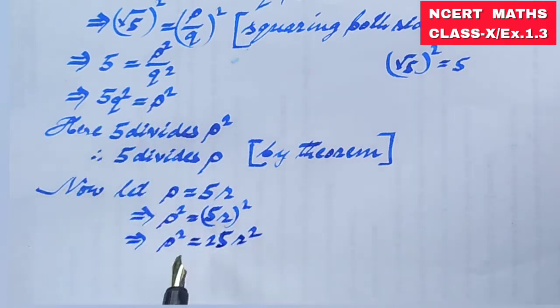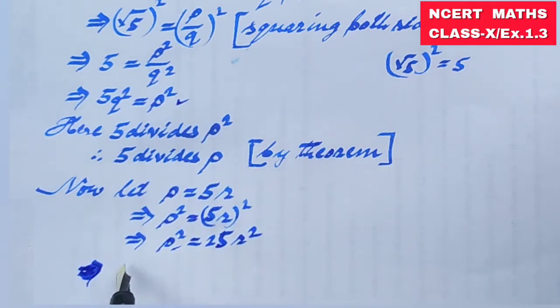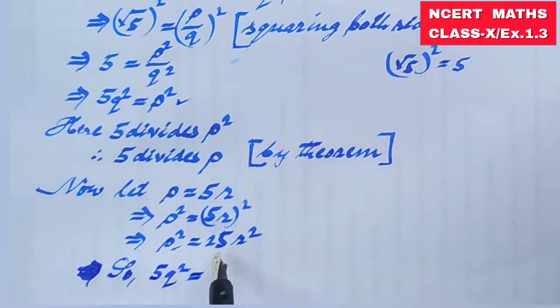Now see, 5q square equal to p square. Now p square equal to 25r square. This p square and this p square are equal, so we make a relation here. 5q square is equal to 25r square, as this relation is equal, we can write 5q square is equal to 25r square.